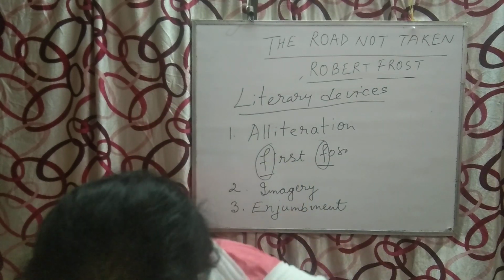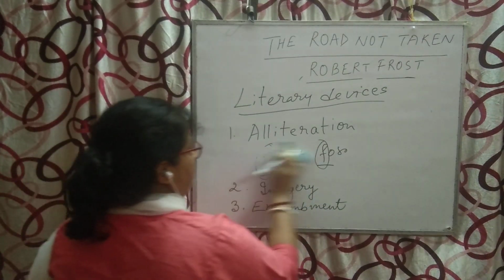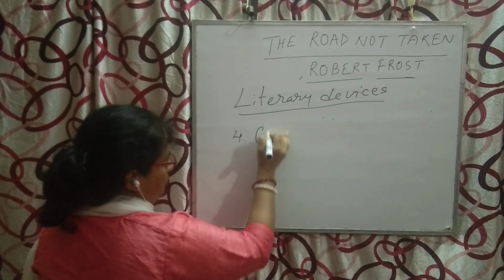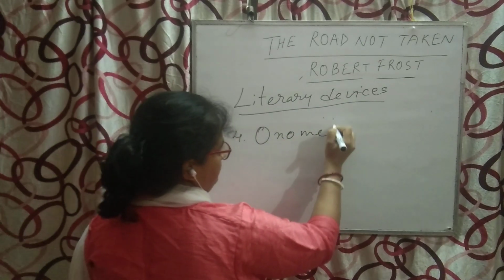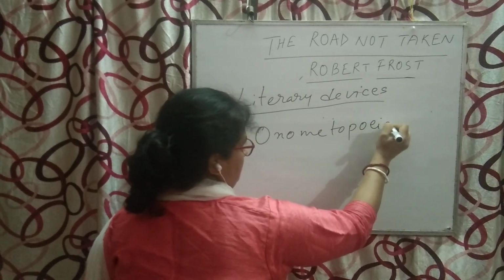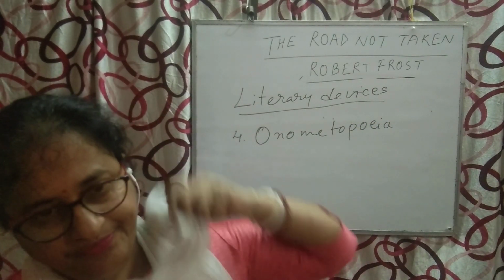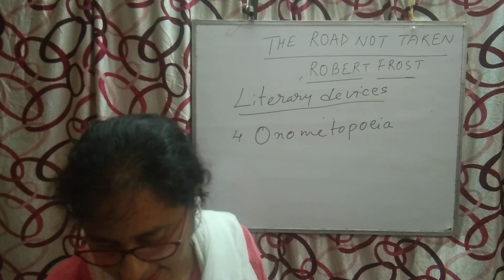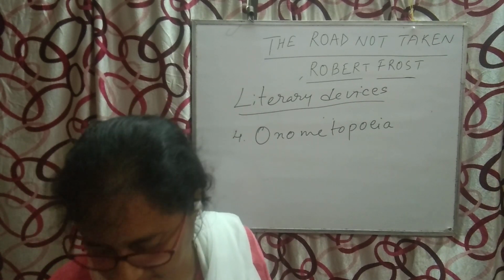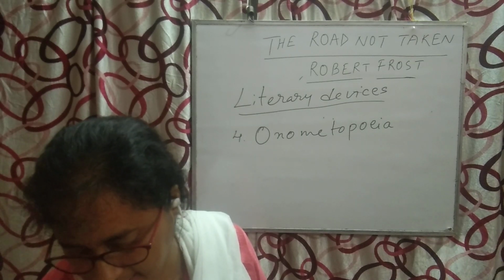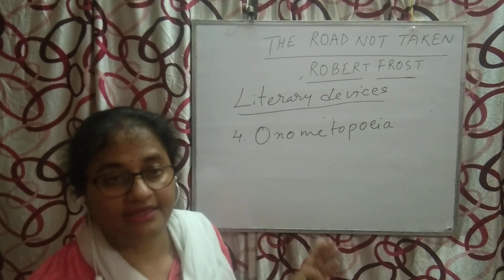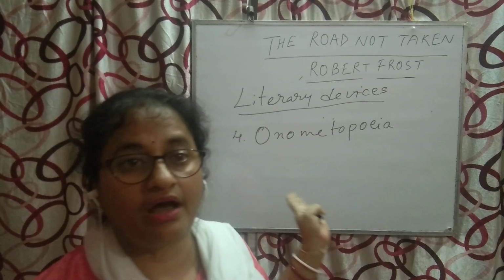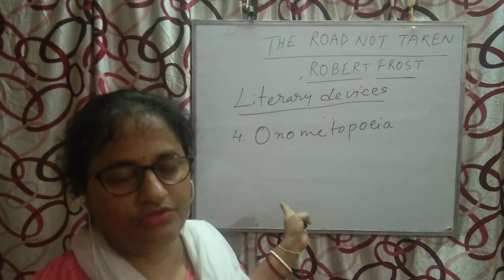Correct? Now see, here another device the poet uses, that is called onomatopoeia. Correct? Okay. Here, see, "Oh, I kept the first for another day." Now, you can say that here, "oh" is the sound of a human being. A human being uses such a sound.